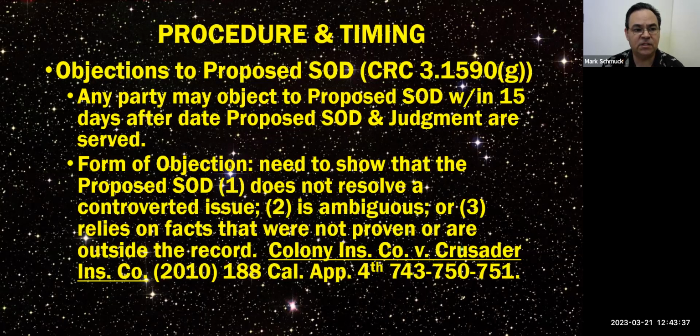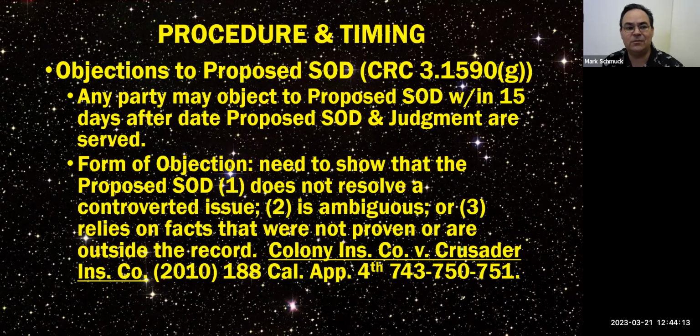Objections to the proposed statement of decision. Any party may object to the proposed statement of decision within 15 days after the date the proposed statement of decision and judgment are served. The form of objection: you must show in your objection that the proposed statement of decision either does not resolve a controverted issue, is ambiguous, or relies on facts that were not proved or are outside of the record. This, especially number 3, is where you're going to get the most mileage out of your statement of decision.